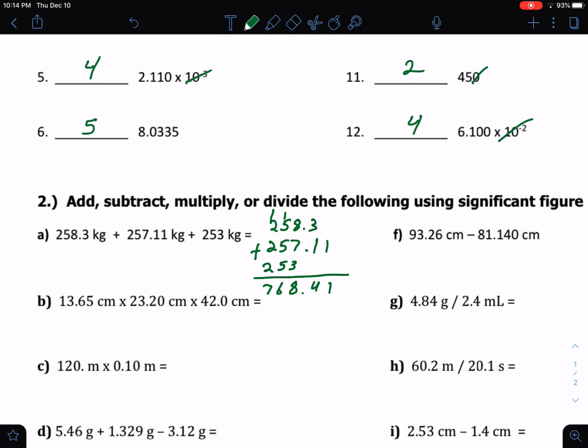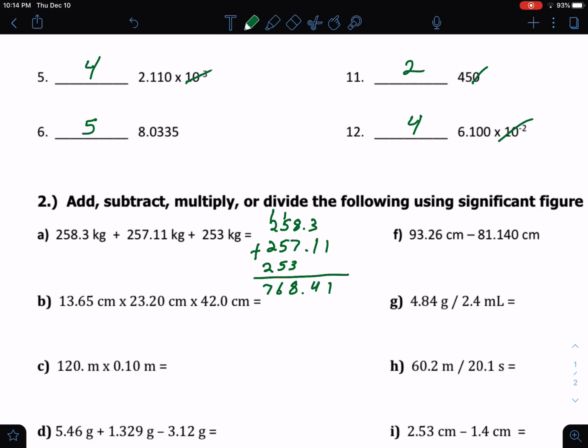Okay, so now what I'm going to do is draw a line past my least accurate number. So the more decimal places you have, the more accurate you are. Okay, so 257.11 has 2 decimal places. It goes all the way to the hundredths place, so that is a very accurate number.